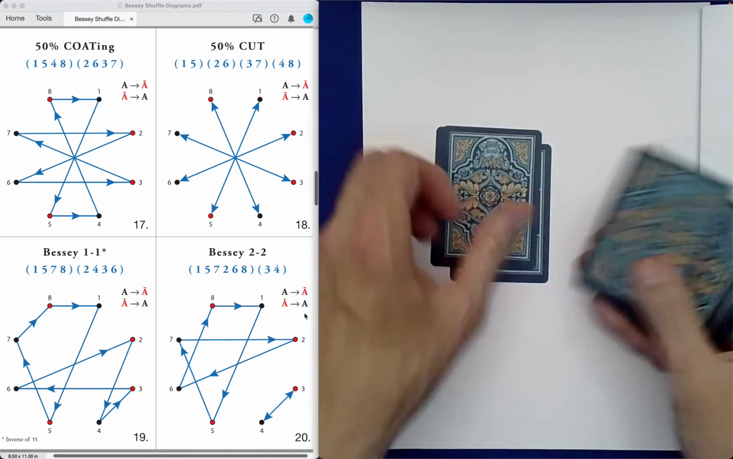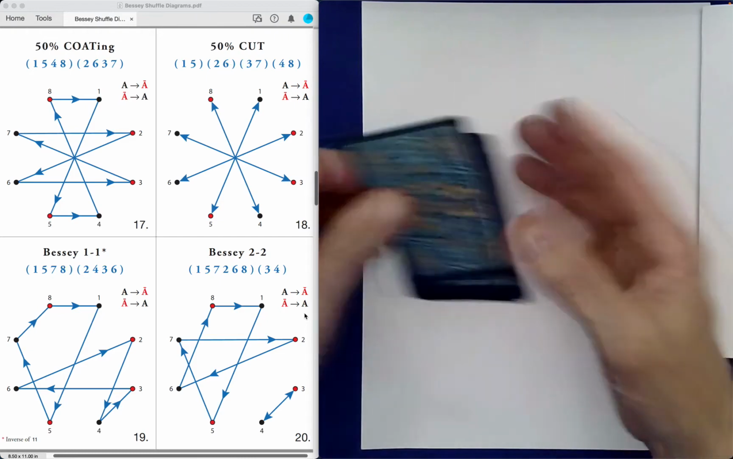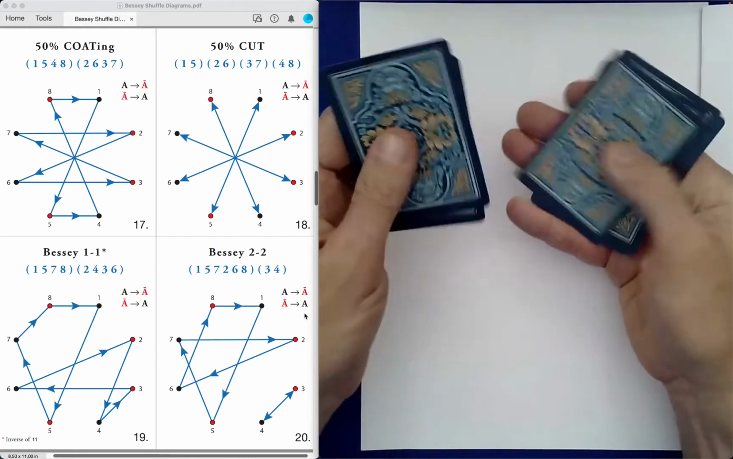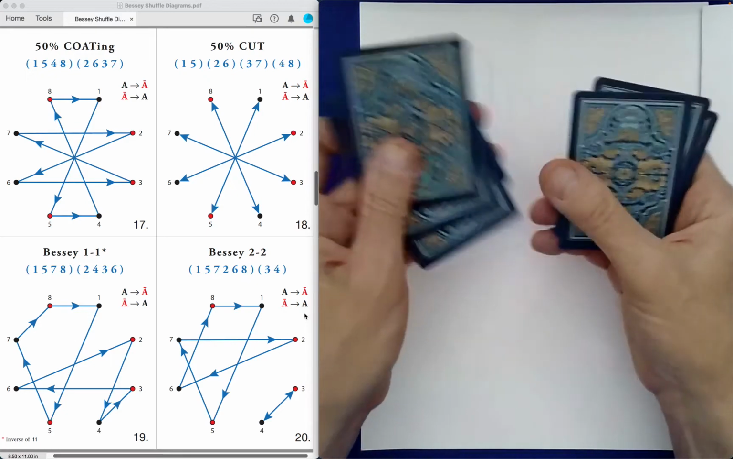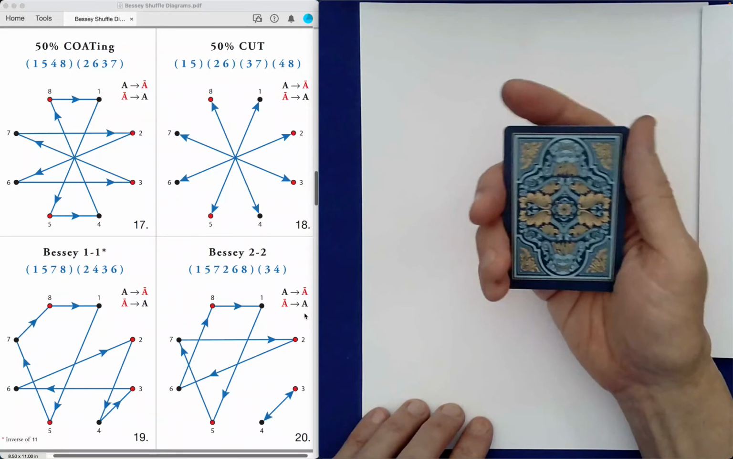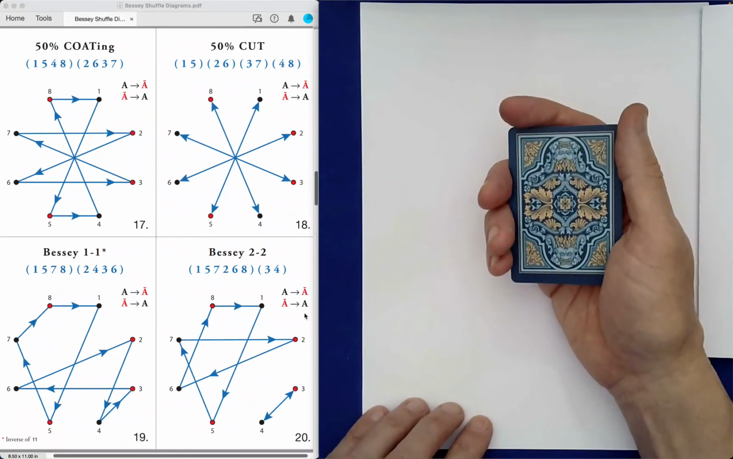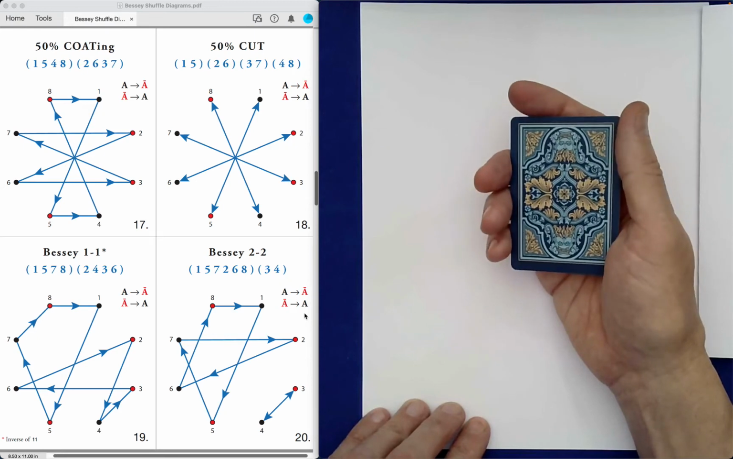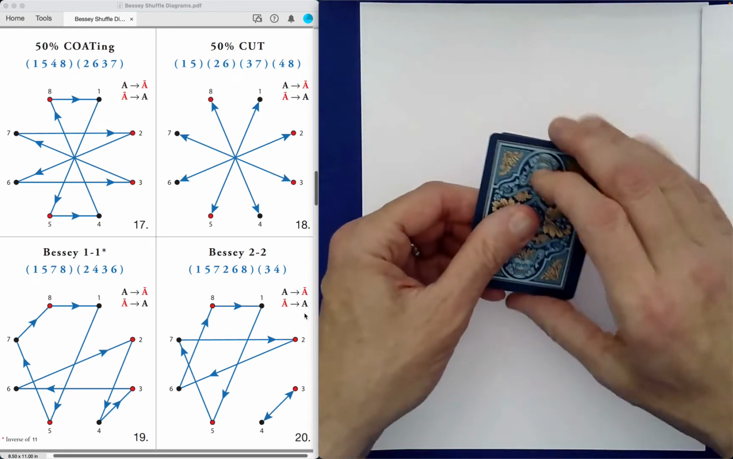1, 2, 3, 4. Drop the rest on top. You can do another one of those if you like. You can do the Charlier 1, top to bottom, bottom to top. Now I do have a separate video on the Charlier shuffle that you may want to look at on YouTube on the Hidden Structures channel. So if I went through that too fast earlier, we can do a Bessey 2-2 next.